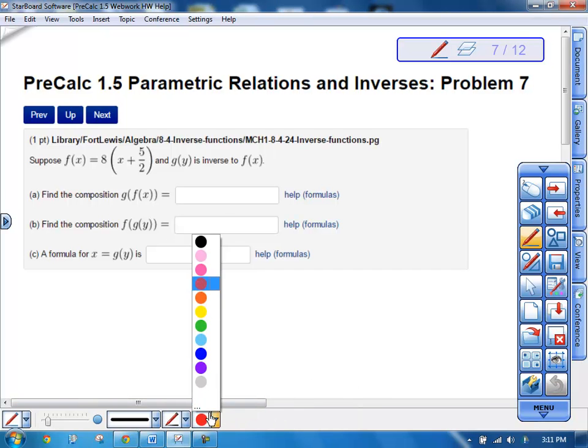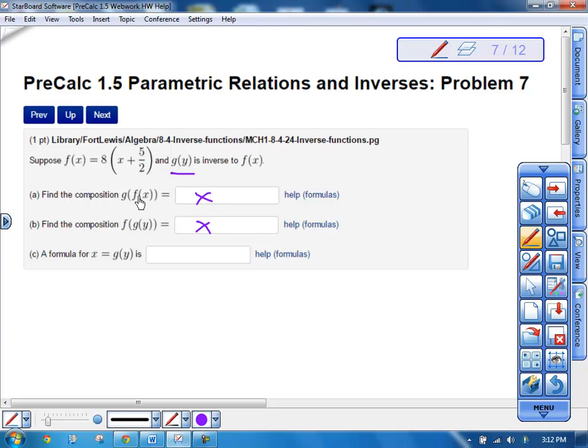All right, the next problem then, it says here's f, and g of y is the inverse to f. So keep in mind g is the inverse. It says find the composition of g of f of x. If g of y is the inverse of this, then when you do the composition, you should get x every time, both ways. So that's the key to inverses, is that they basically undo one another and give you back.